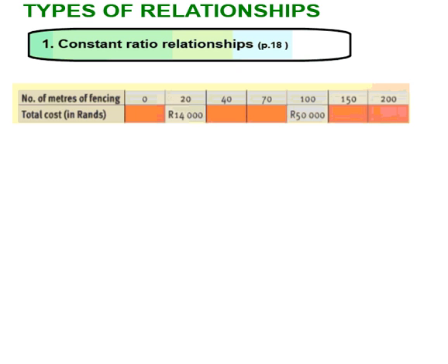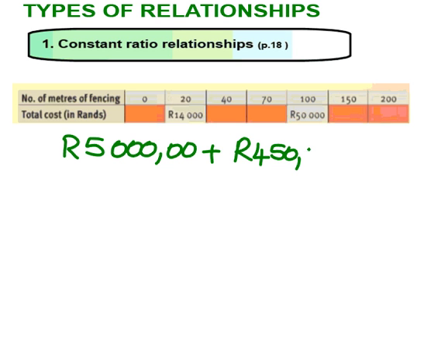So, you had, for every meter of fencing, your price increased. It told you that the gate cost 5,000 Rand. So you have to buy a gate because you can't fence your whole property and have no gate. Then the cost was 450 Rand per meter of fencing. So now you're going to multiply by 0. So that would give you 5,000 Rand.